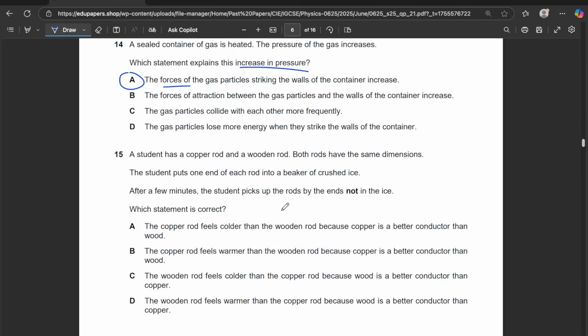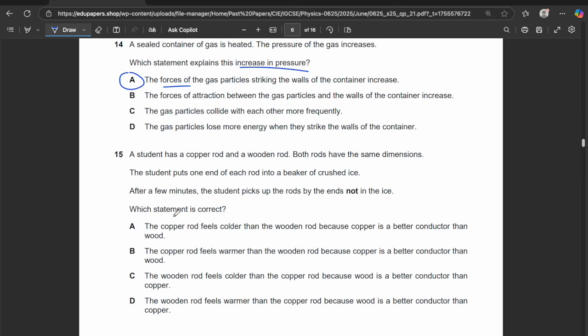15. A student has a copper rod and a wooden rod. Both rods have the same dimensions. The student puts one end of each rod into a beaker of crushed ice. After a few minutes, the student picks up the rods by the ends not in the ice. So this is testing about conduction, right? So which statement is correct?